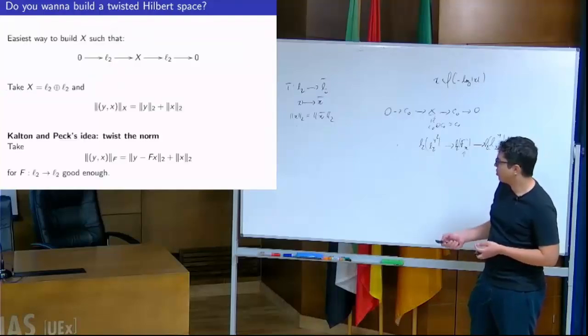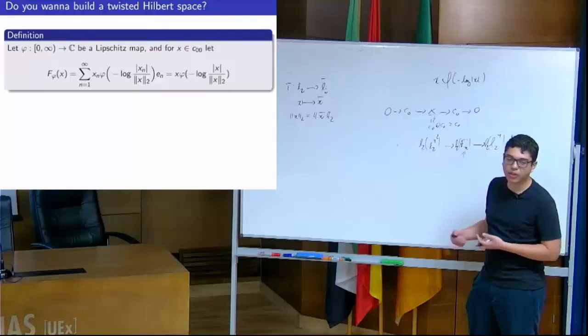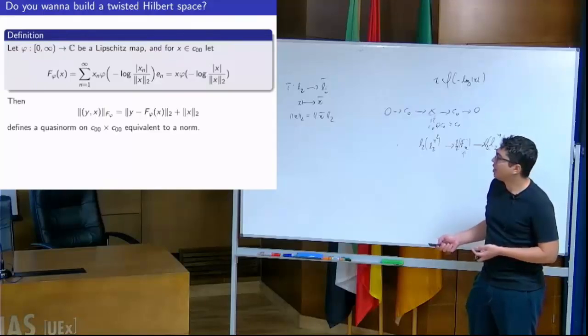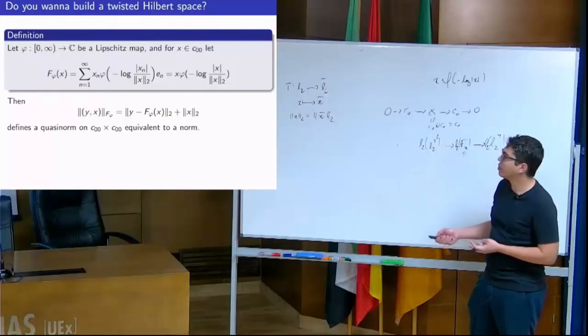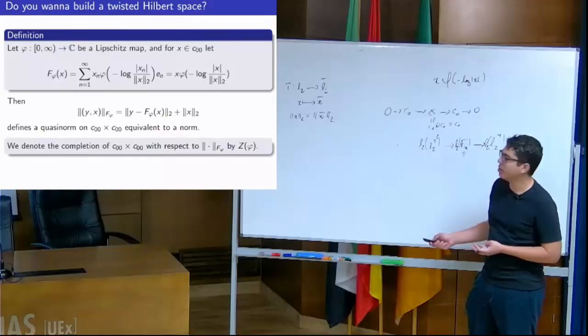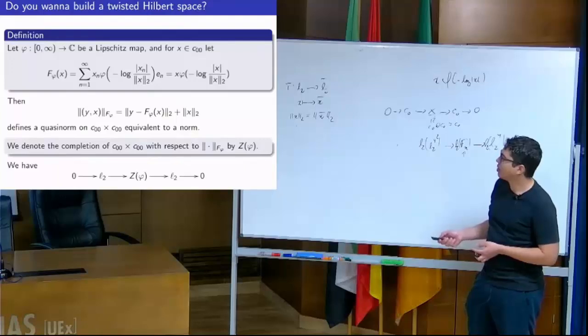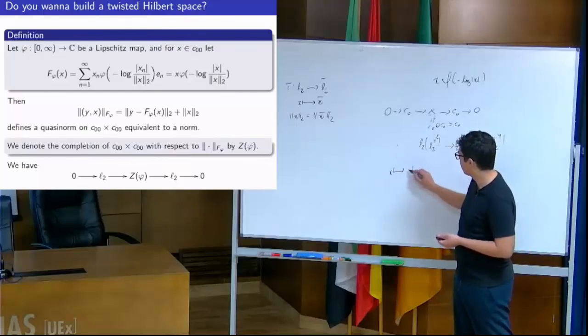And it's understood that we are doing this calculation. Like I said, you should take f good enough so that this is a norm. If you take this kind of f, this is not a norm, but it's a quasi-norm, and it is equivalent to a norm. It's possible to show. And then you take the completion of C00 times C00 with respect to this quasi-norm and define a space Z of phi. So Z of phi is formed by pairs of vectors. And we have a short exact sequence. The inclusion there is just the inclusion in the first coordinate, as it should be.